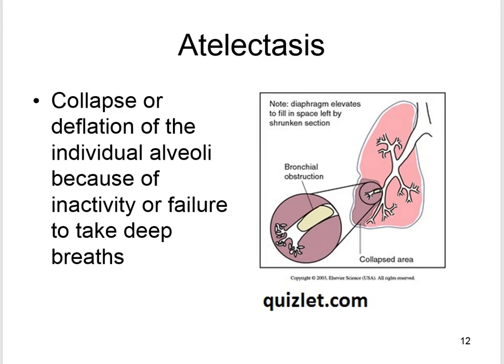Atelectasis is the collapse or deflation of the individual alveoli because of inactivity or failure to take deep breaths. It's caused by obstruction of the lung by foreign matter, a mucus plug, or excessive secretions. This is an airless condition of all or part of a lung that allows unoxygenated blood to pass unchanged through the area. This produces hypoxia.